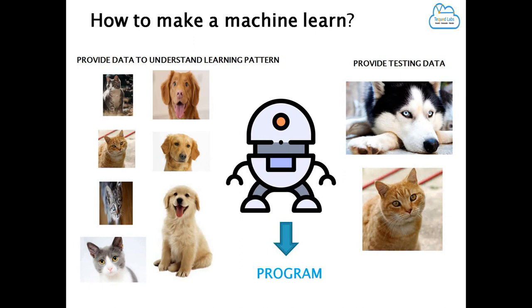Then when we give testing data, say a Siberian Husky dog picture, it is able to understand that yes, the Siberian Husky picture has more features matching the dog images than the cat images. So that is why it belongs to the dog category. Similarly, if I give an image of a cat, it is able to predict that this cat image has features resembling a cat rather than a dog. So that is why it belongs to the cat category. That is how it works.